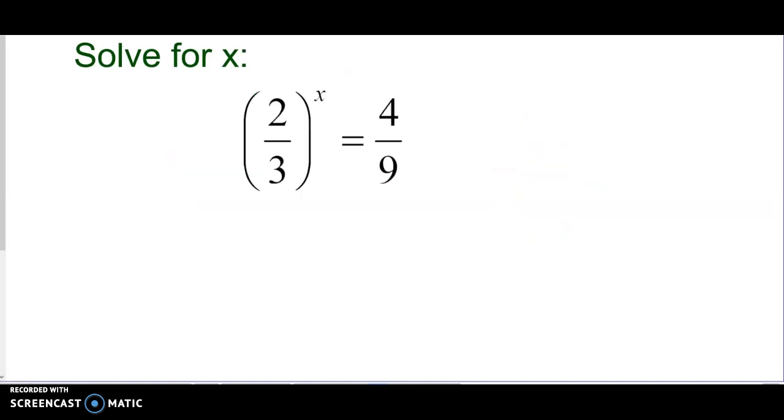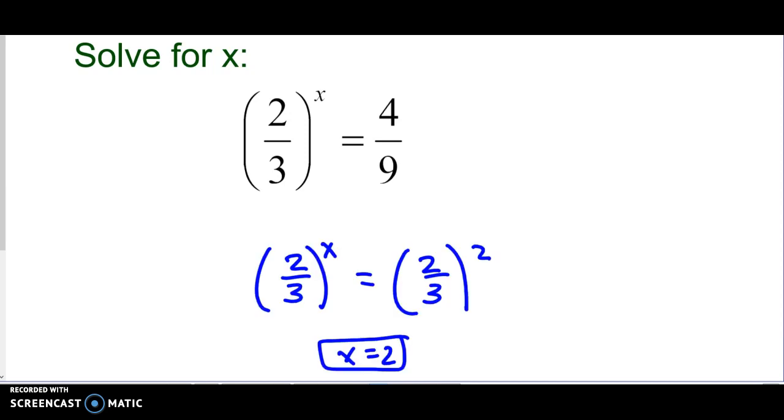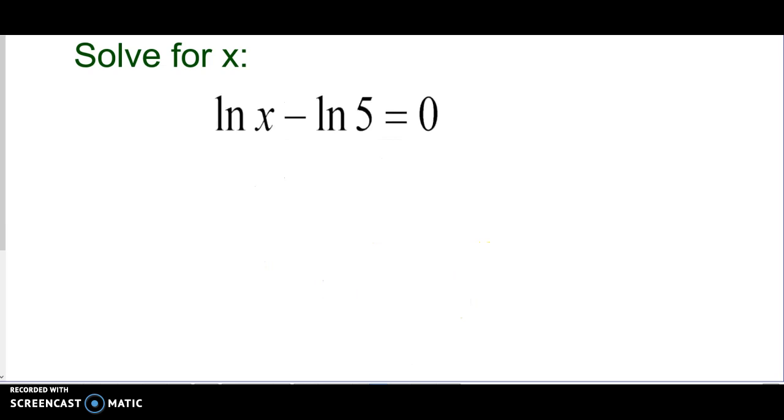Let's have you guys solve for x here. Really similar. Go ahead, put me on pause. Here's just one way I did it. Maybe you just looked at this problem and you're like, oh, duh, x is 2. That's fine. You probably don't need to show work for this. But I know that 4/9 is the same thing as 2/3 squared, so x is 2. Next example. I'm going to have you guys try this one on your own. As a hint, I would use the difference, or I guess it's called the quotient property of logs first, and then convert to an exponential. Go ahead, put me on pause and solve.